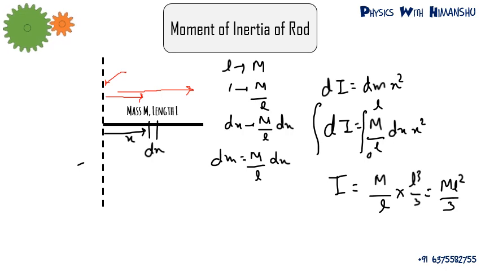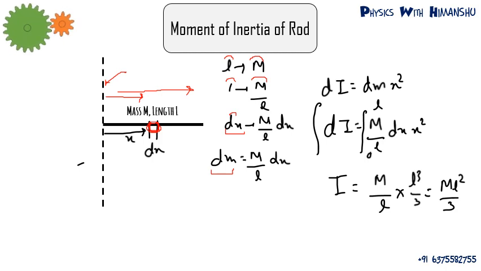From the unitary method, since we know for length L the mass is m, for length 1 the mass will be m/L. At a distance x from the axis of rotation, we take a small length element dx. For this dx, the mass will be (m/L) dx. So the small mass is dm = (m/L) dx.